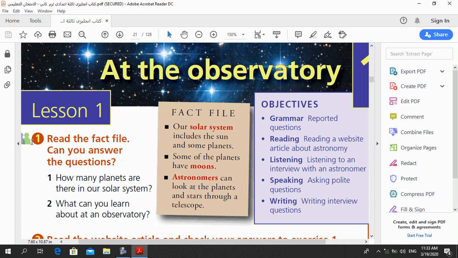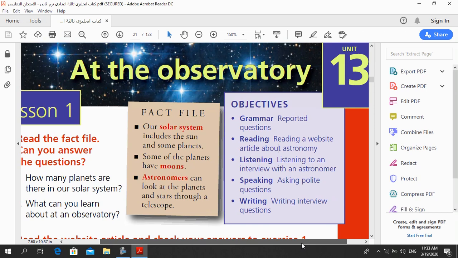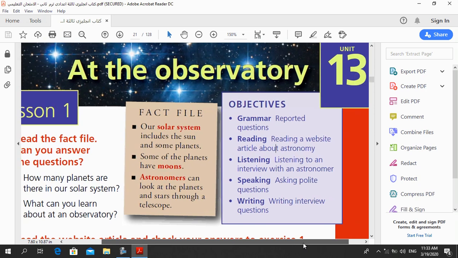In this session, we're going to study some OL English from the Hello Book. We're going to start with Unit 13. We're going to have a quick revision, and then we're going to go to Unit 14. Unit 13 is called At the Observatory.